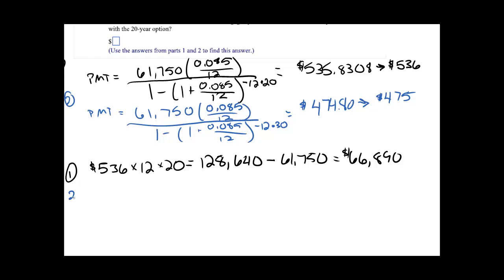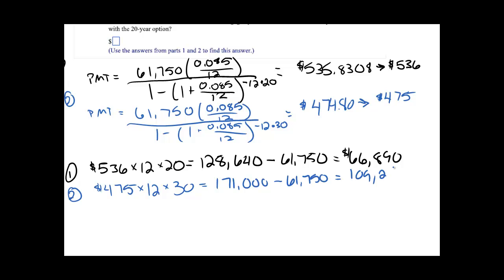For scenario 2, we're going to do a similar idea. So $475, monthly payments, 12 times per year, for 30 years. When we multiply that, we get $171,000. Again, this is the total that we've paid in. We need to subtract out the amount we actually borrowed to figure out the interest we paid, which is going to be $109,250.